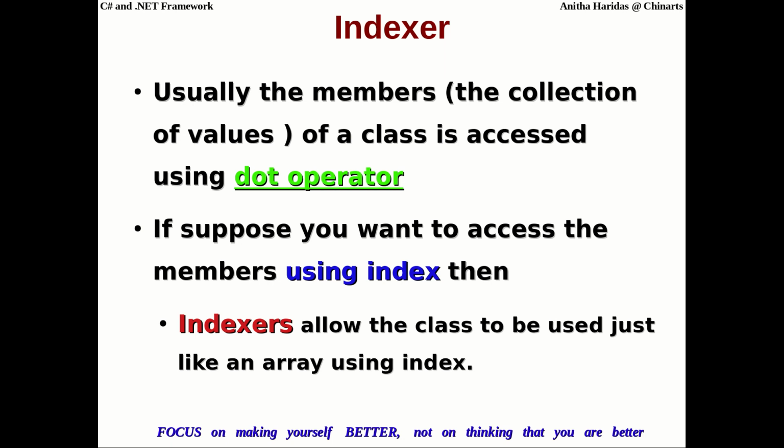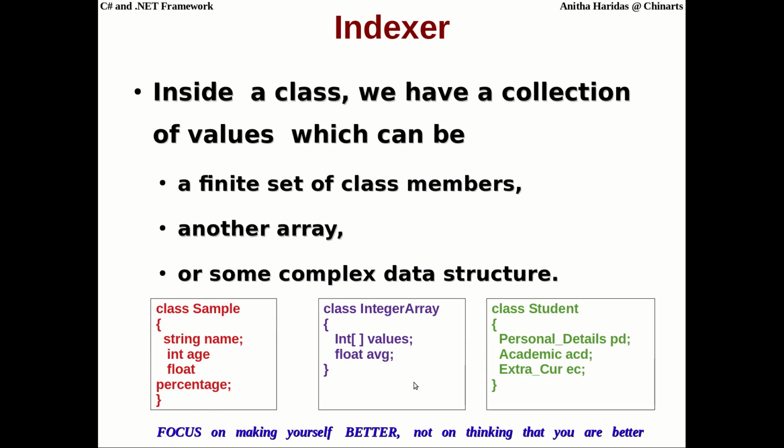Say for example, you want to access the members using index. Then the indexers will allow the class to be used just like an array using the index. So if you want to access the members not by the dot operator but by using an index, then I can use an indexer. So inside a class, you may be having a collection of values.